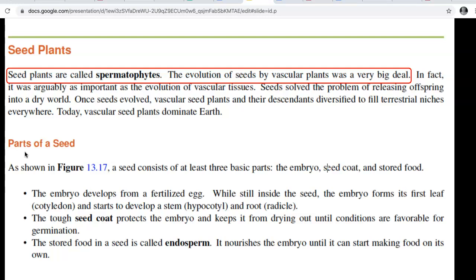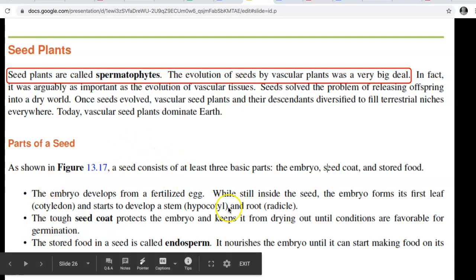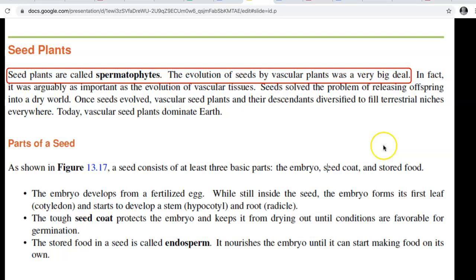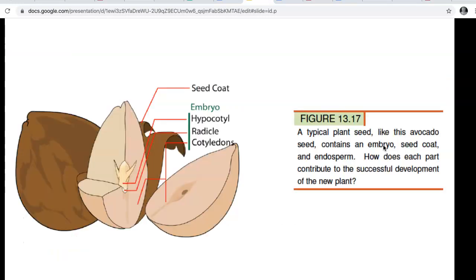Seed plants came even later, and they're also called spermatophytes. And the evolution, as the book says here, the evolution of seeds by vascular plants was a very big deal. And why was it a big deal? Because of these reasons right down here. We got the embryo, the seed coat, and the seed has stored food in it. Big, big advantage. So read this part carefully.